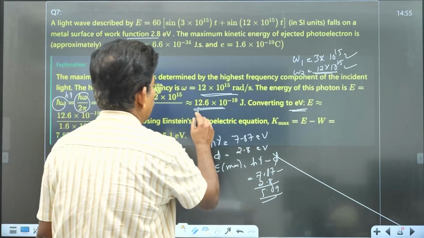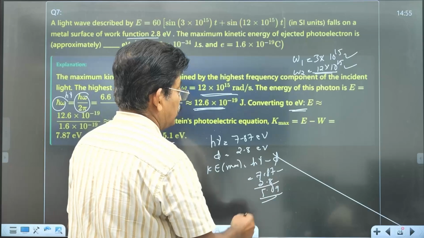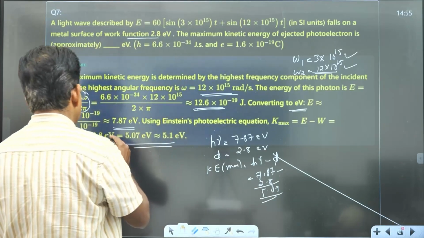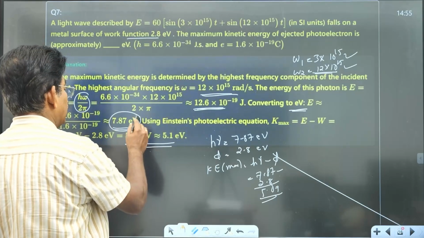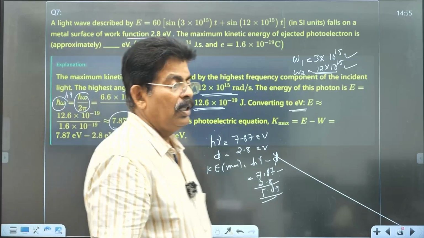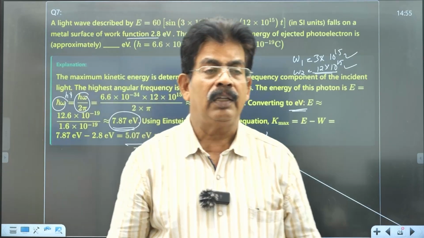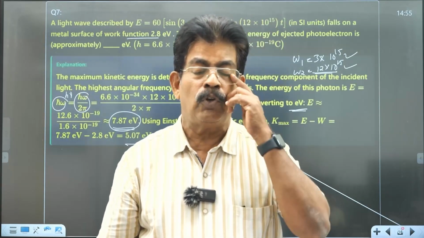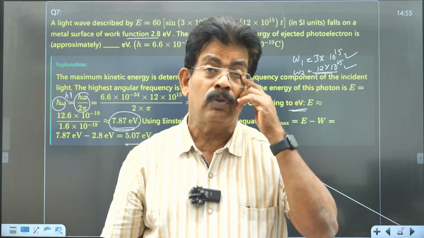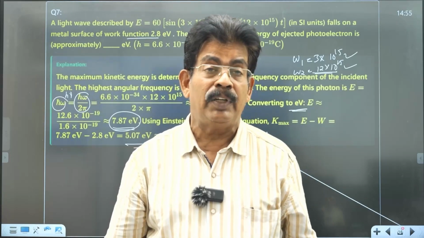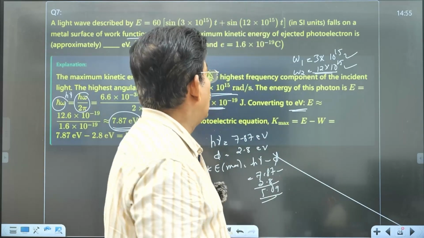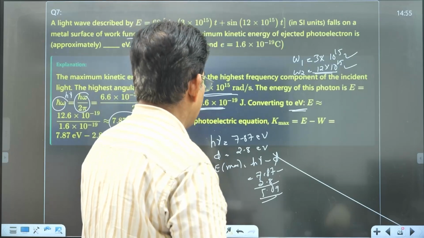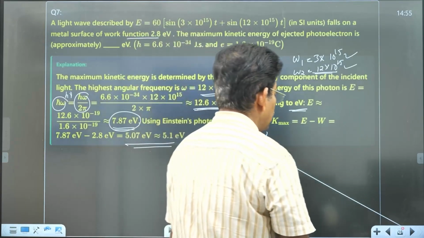That value is coming to be 12.6, but work function is given in electron volt. We have changed it to electron volt, 7.87. Now a simple equation, Einstein's formula: the maximum energy of the emitted photoelectrons is equal to 7.87 minus the work function, 2.8. We got 5.07, nearly 5.1.